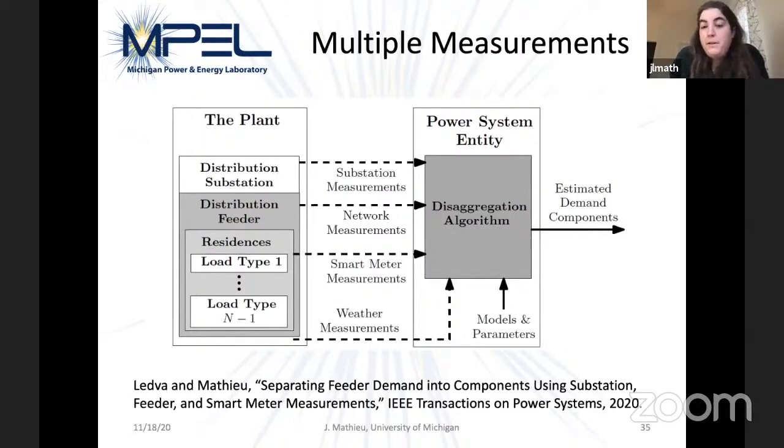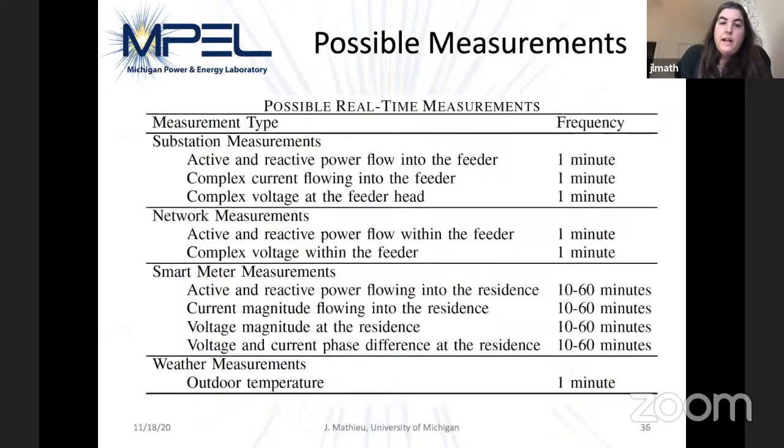Also, can you leverage smart meter measurements that might be coming at different resolutions, every hour, every 15 minutes, every 30 minutes, and weather measurements? So how do you take all the existing measurements across the feeder, plus what you have at the house, together to do disaggregation? And this is a paper we just published in Transactions on Power Systems.